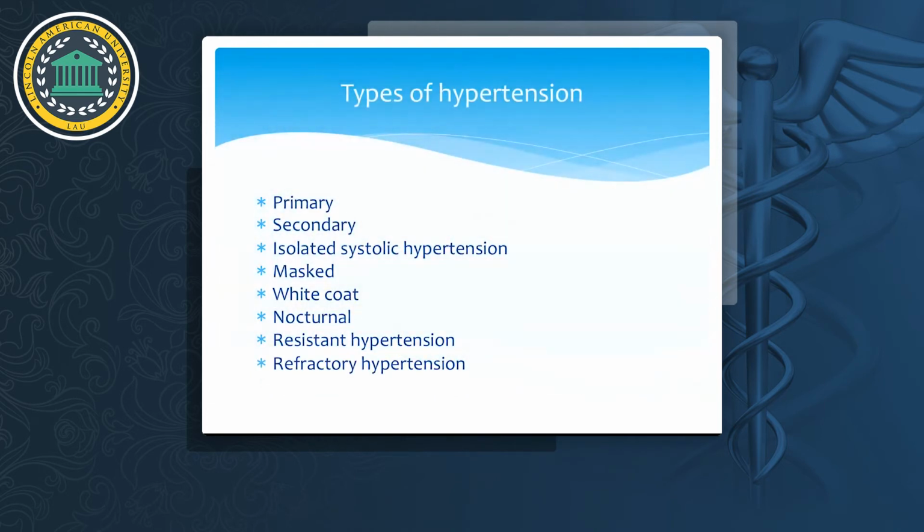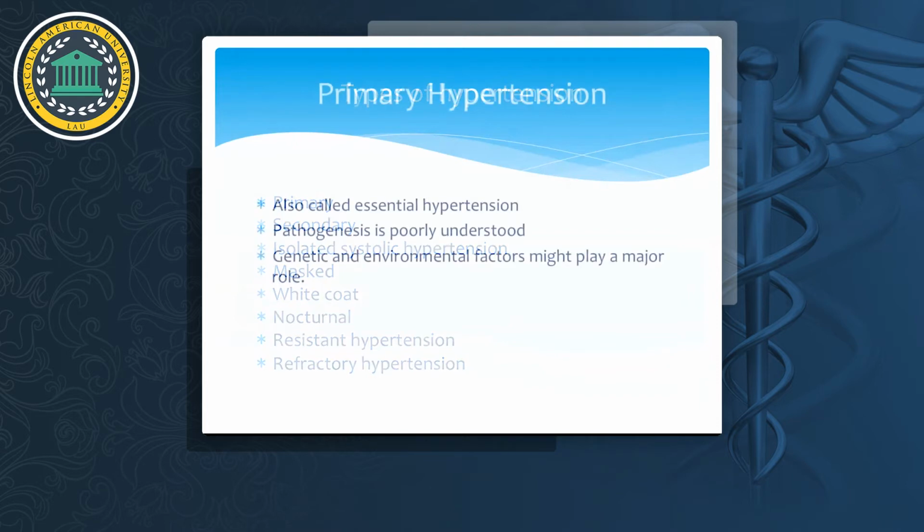Now, these are the types of hypertension. We have primary hypertension, secondary hypertension, isolated systolic, masked hypertension, white coat, nocturnal hypertension, resistant and refractory hypertension. I would like to ask any one of you who can answer me, what is primary hypertension? Hypertension caused by unknown things, as in you don't know the cause of it. Absolutely. So it's called idiopathic hypertension, and it's the most common cause of hypertension. It's also called essential hypertension.